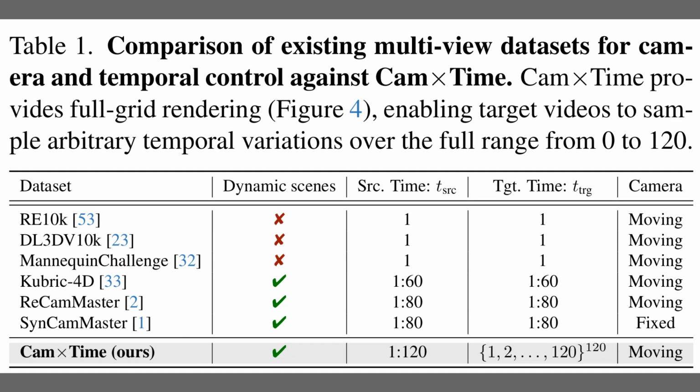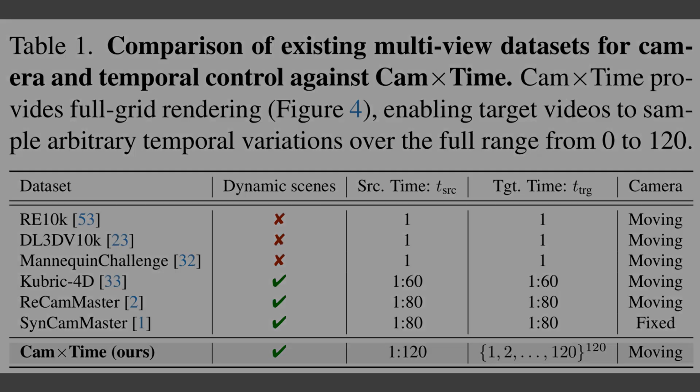While the warping strategy is clever, true precision requires data that actually contains these complex space-time movements. Table 1 compares the author's solution, a new dataset called Cam by Time, against prior work. The top section shows that standard benchmarks like RE10K often lack dynamic scenes entirely. Even the dynamic datasets in the middle rows, such as Kubrick 4D, usually lock the source and target to the same linear timeline. In contrast, the bottom row highlights how Cam by Time supports fully arbitrary temporal sampling, which is crucial for teaching the model to separate motion from camera perspective.